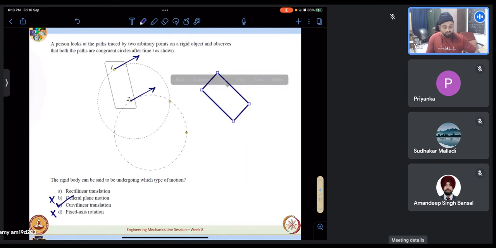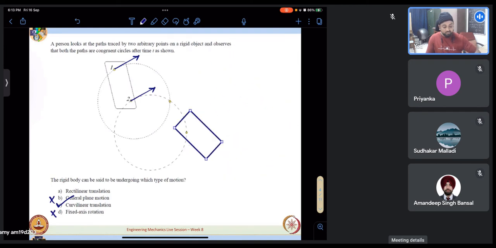So the motion that is undergone by the body is like that. That is nothing but curvilinear translation. So that is the correct answer to this question. Are there any questions here? I'm happy to take any questions if there are. Okay, I take it that it is clear.